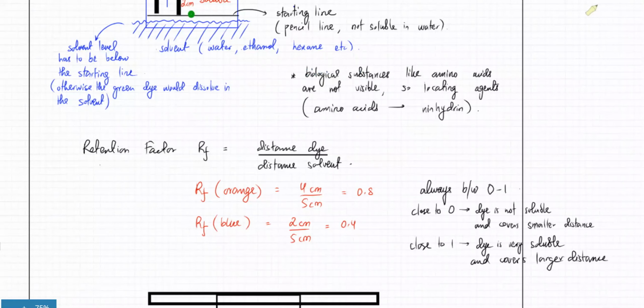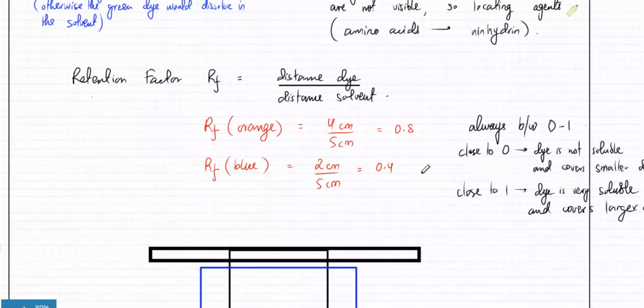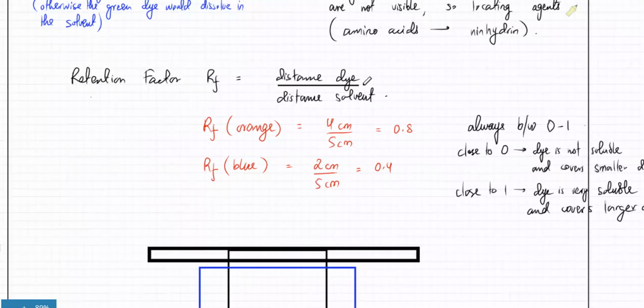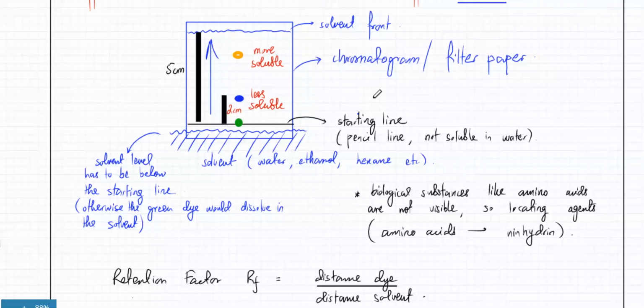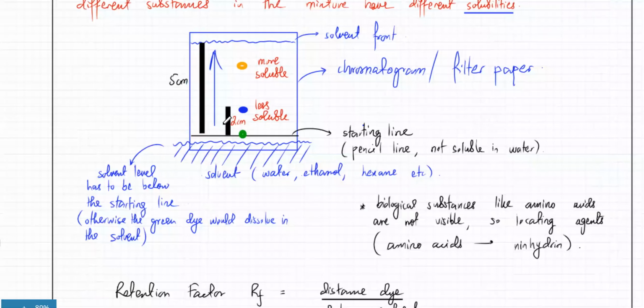And we had the retention factor, which was the distance that was traveled by the dye divided by the distance that was traveled by the solvent. Okay? And I told you how those distances were measured. They were always measured from the starting line. You always have to remember, not the solvent level, but the starting point. That is the place where you actually placed the dye. And from there, you would measure the distance of the dye.